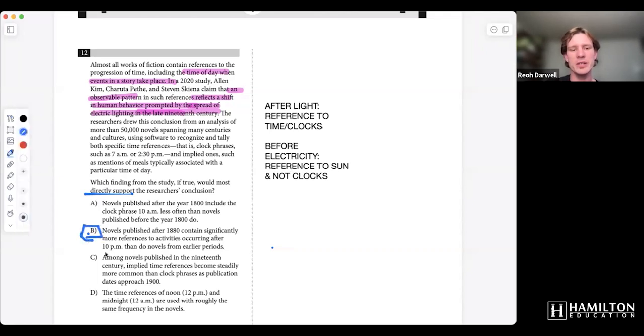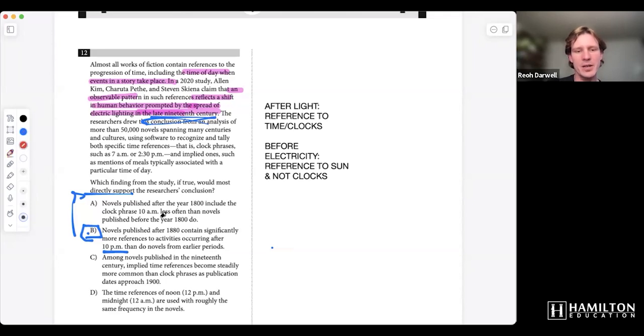Okay, so earlier periods don't mention or couldn't possibly mention things taking place after when there are particular times of the day, right? So this would most directly support their conclusion that after electricity in the late 19th century, we have more time references, right?